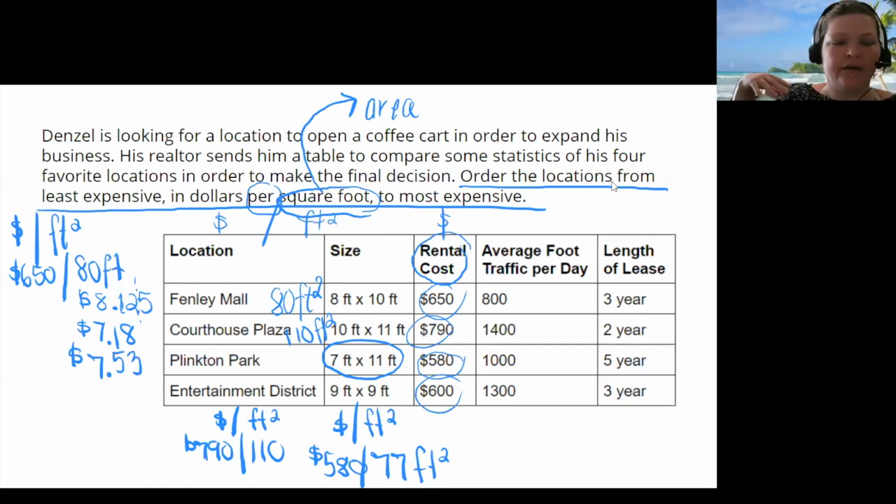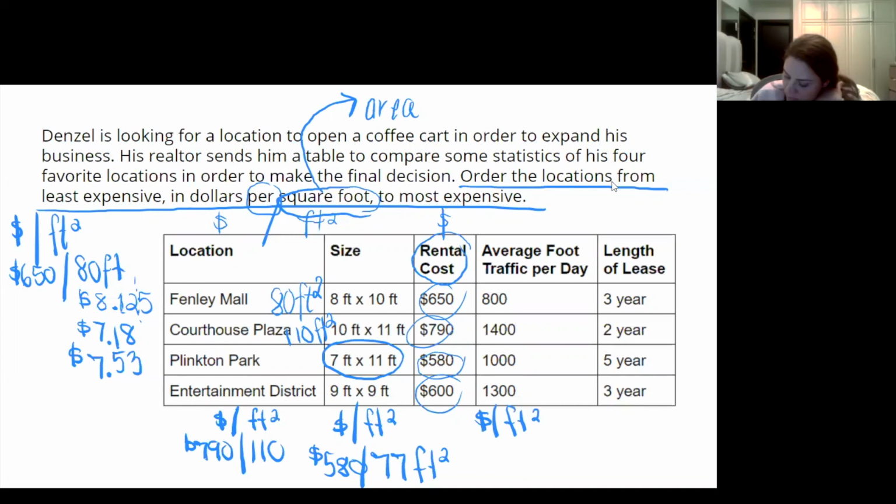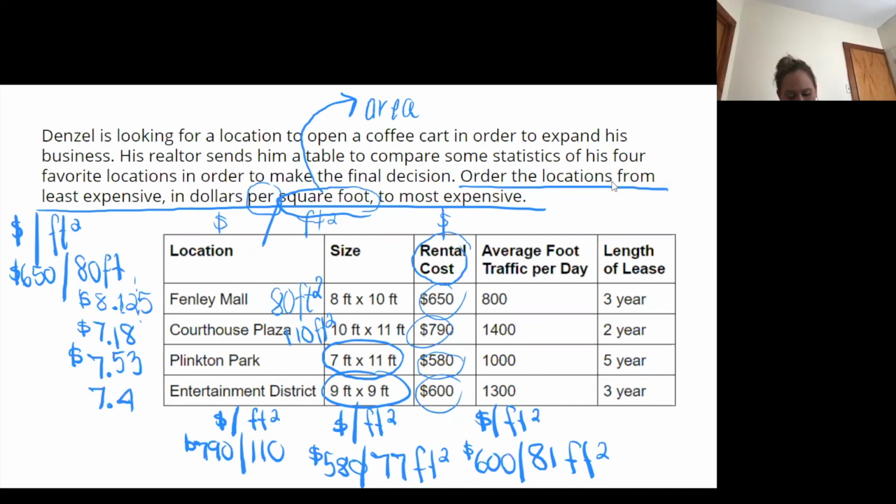7.53. Okay, and now how about the entertainment district? How can I figure out its dollars per square foot? 9 times 9 is the square feet. Okay, so that's 81. So I'll divide by 81 square feet. And what am I dividing by 81? The $600 rental cost. So that one's about $741 per square foot.